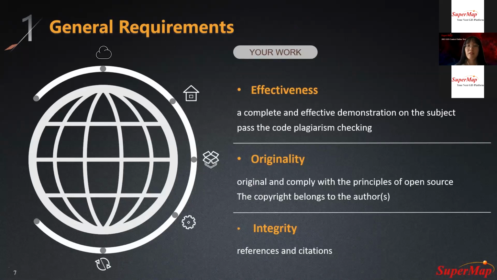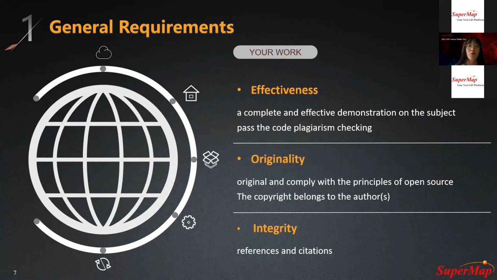Effectiveness means that the work you submitted should be a complete and effective demonstration of your interpretation of the project topic you choose. Originality requires you to submit an original work, and your work should comply with the principle of open source. And integrity refers to the contestant's obligation to clarify any references and citations involved in the work you submitted.